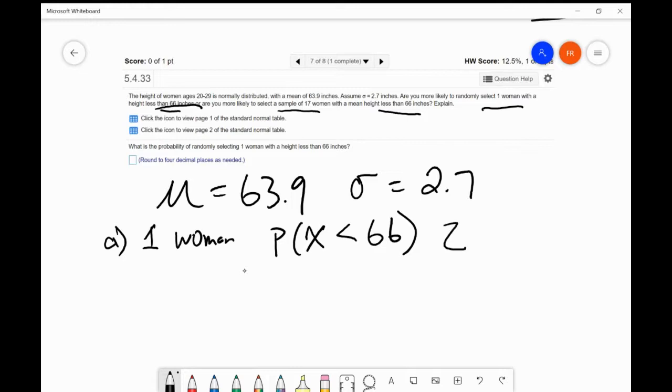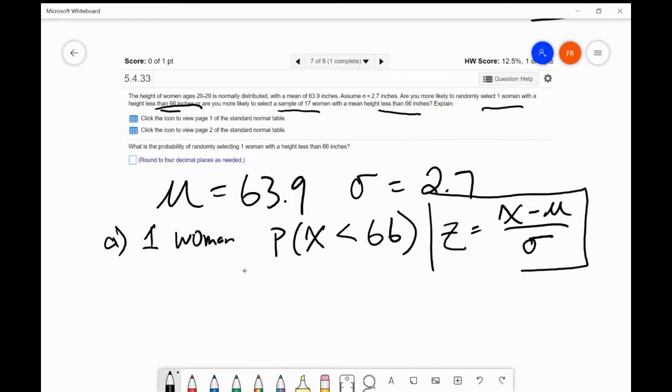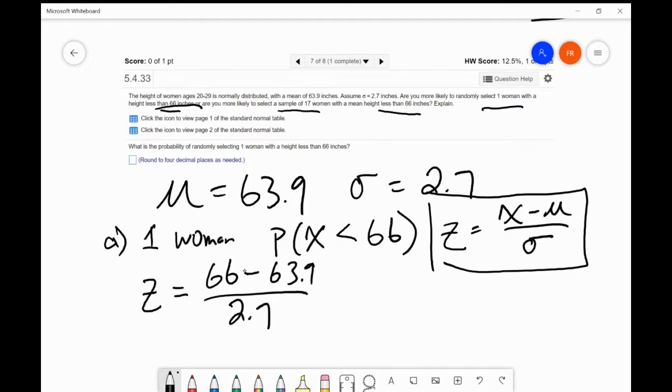So the first thing I'm going to do, I'm still going to find my z-score, but because we're only taking one individual, it's not a sample of more than one, right? It's one person. So I'm going to go back to using what we were doing before. And so I'm going to come back over here, and we're going to say, remember, our X number is 66 minus 63.9, all divided by 2.7. And again, we'll do this part on the calculator.